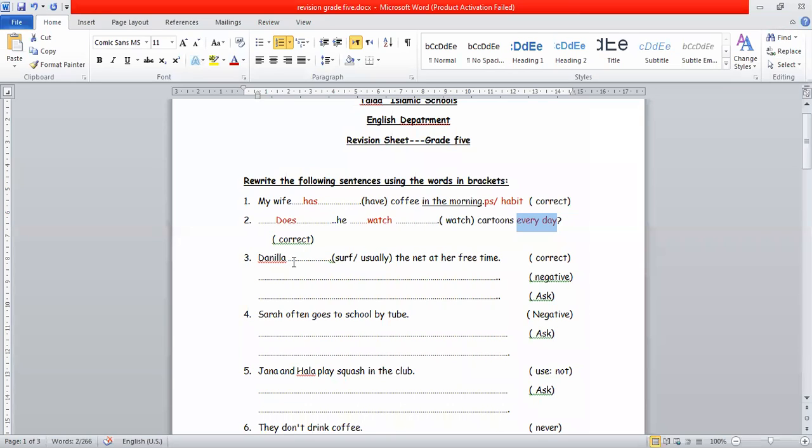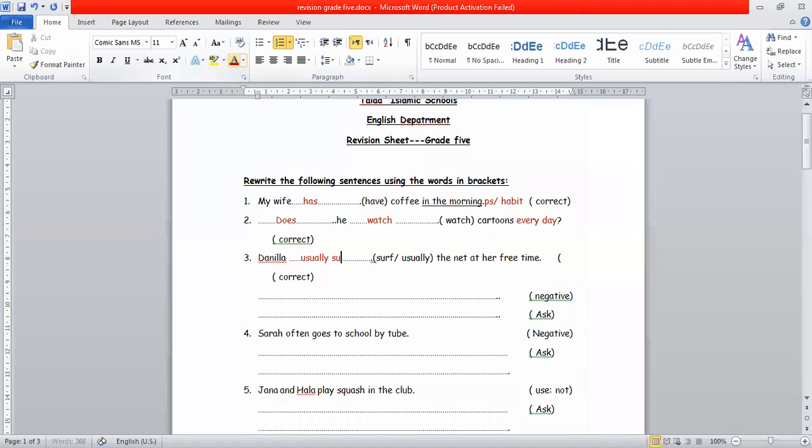Danila serve usually the net at free time, correct? Okay. Danella usually serves the net at her free time. Excellent. Usually serves. Very good. The net at her free time. Serves the net at her free time. Why do you put serves, my dear? Why do you put serves?